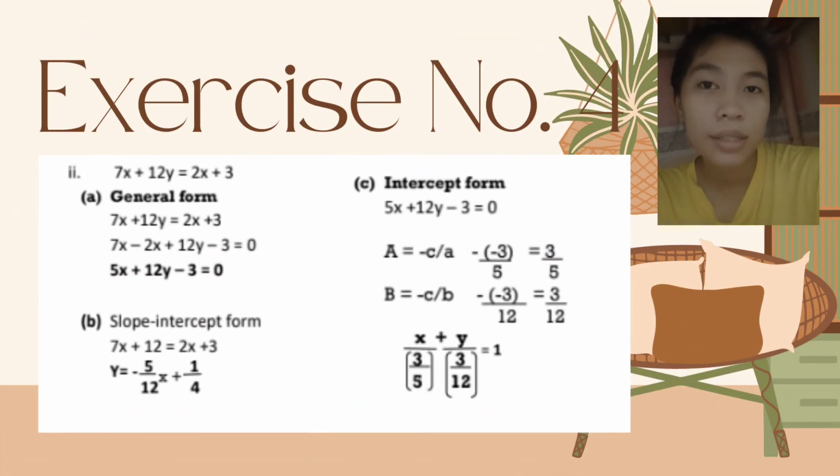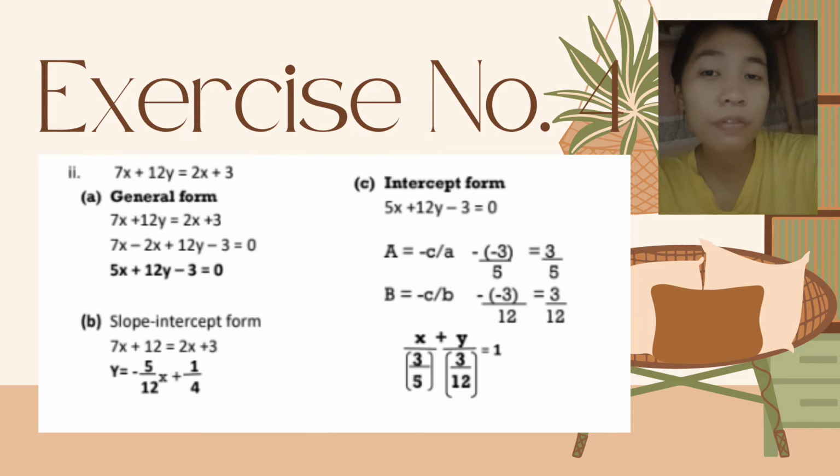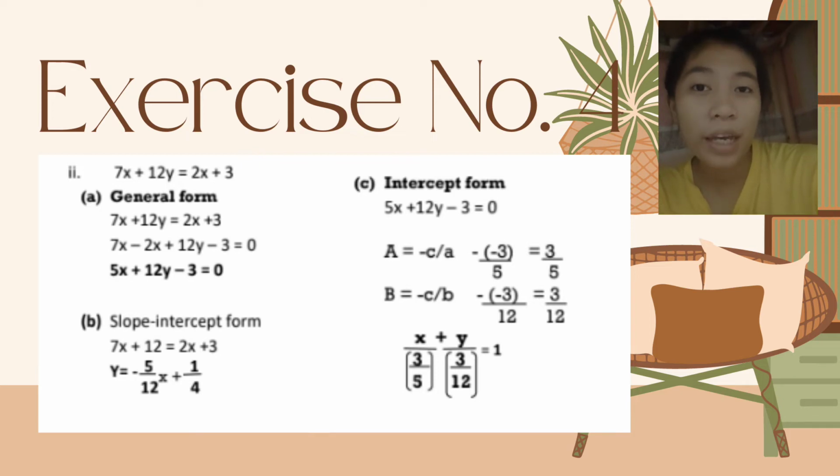Number 2, 7x + 12y = 2x + 3. Sa general form, 7x + 12y = 2x + 3, and 7x - 2x + 12y - 3 = 0. So 5x + 12y - 3 = 0. Sa slope-intercept form naman, 7x + 12y = 2x + 3. So y = -(5/12)x + 1/4.